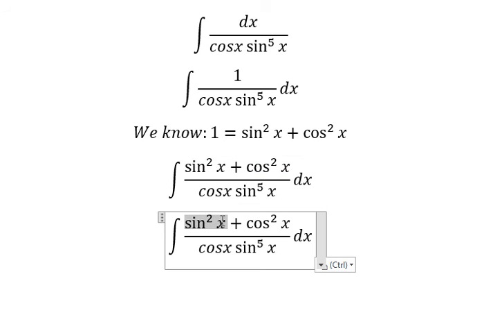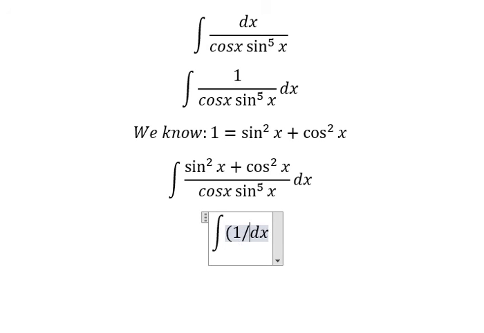Now, sine squared x divided by sine x to the power of 5. So you got sine x to the power of 3. Cosine squared x divided by cosine x, you got cosine x. And now we have like this.